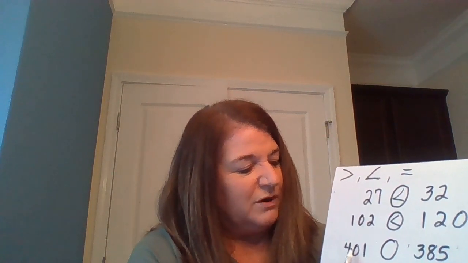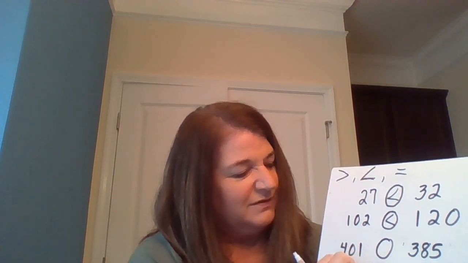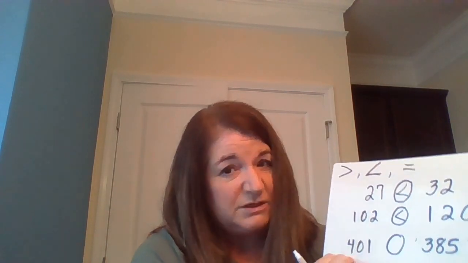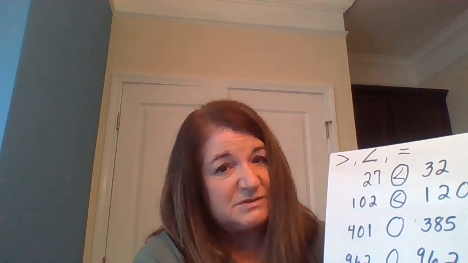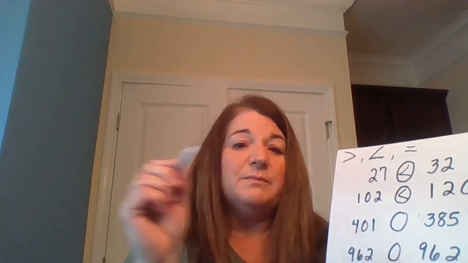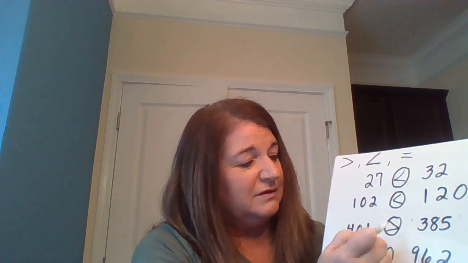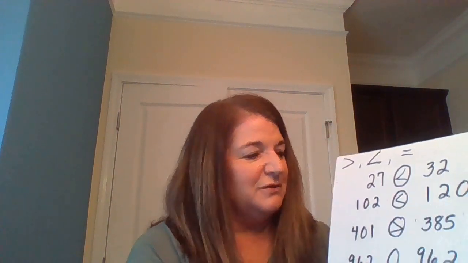Next one, we have 401, 385. They both have ones. They both have tens. We have a difference here. So would you rather have 400s or 300s? I'd rather have four. So remember, open wide, bigger number open towards it. Point to the, oh, that's so cute, smaller number.